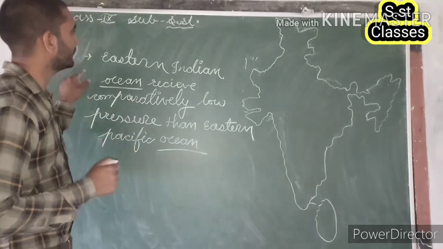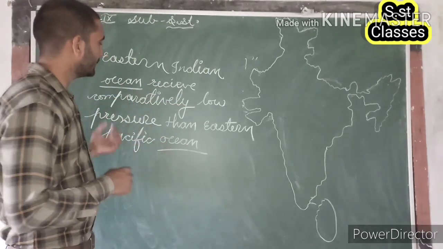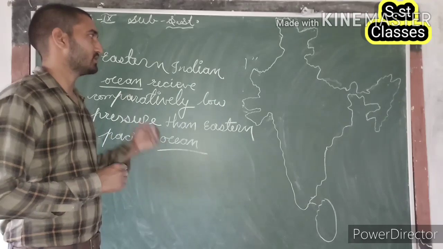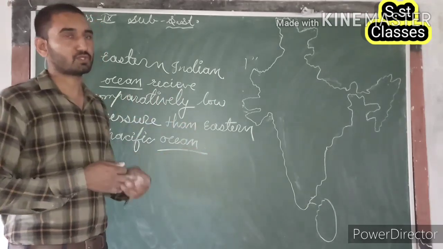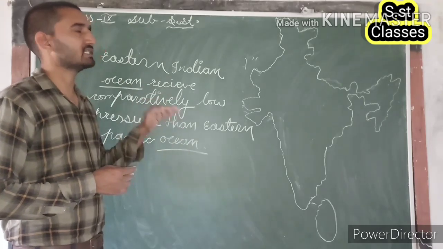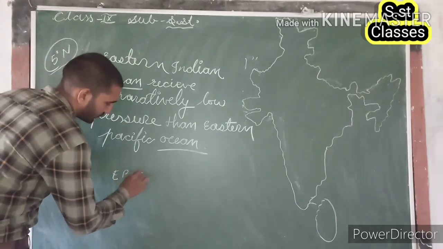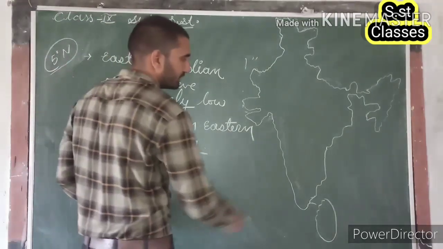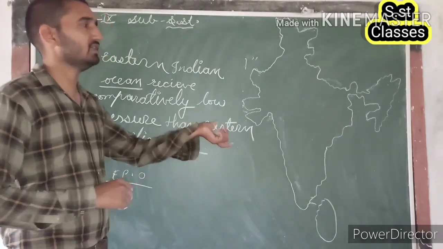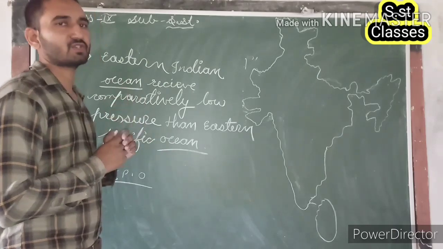At the time of summer season, generally the Eastern Indian Ocean receives low pressure. On the other hand, the southeastern Pacific Ocean receives high pressure, and in this way the wind direction remains from the Pacific Ocean towards the Indian Ocean, and this factor becomes a responsible point for creating seasonal change in the wind direction. Is that clear, guys? So the Eastern Pacific Ocean receives high pressure in comparison to the Eastern Indian Ocean, and in this way the wind direction will remain from the Pacific Ocean towards the Indian Ocean, which will become a responsible factor for monsoon in India or for seasonal change in wind direction in India.